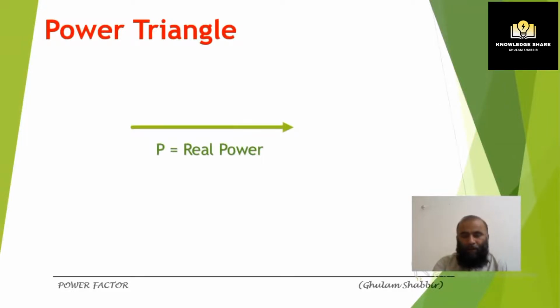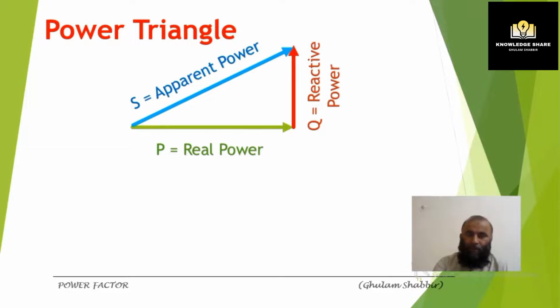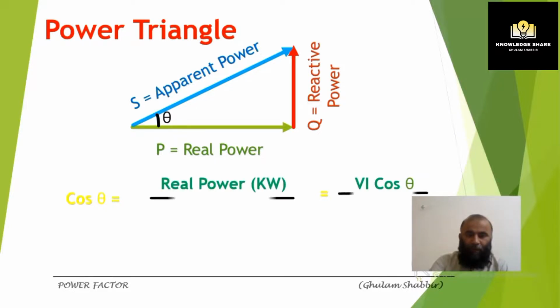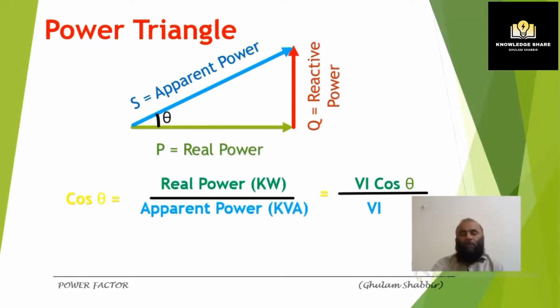Real power on the horizontal axis, reactive power, and the sum is the apparent power, and the angle is phi. So what will be the value of cos phi? It will be the ratio of real power by apparent power. So that is what the power factor is.